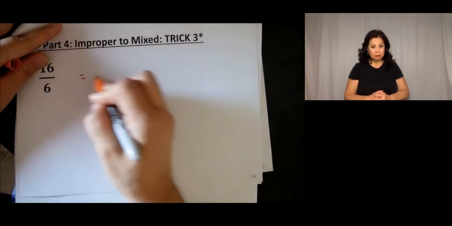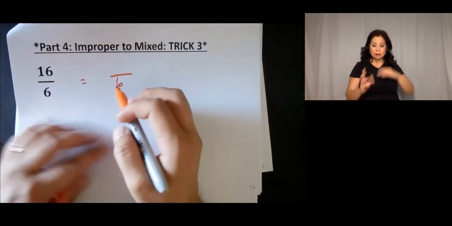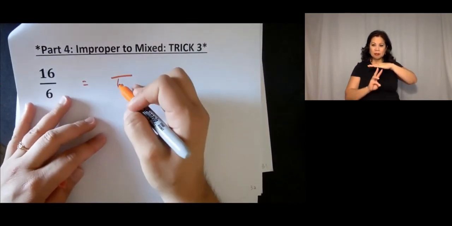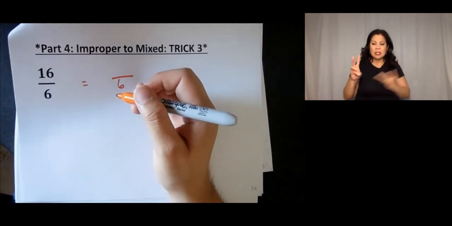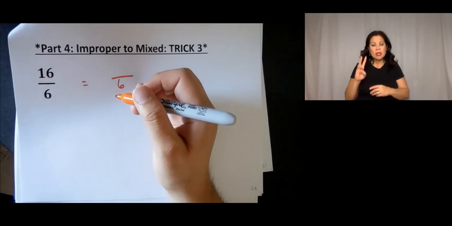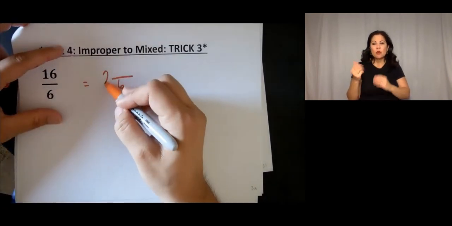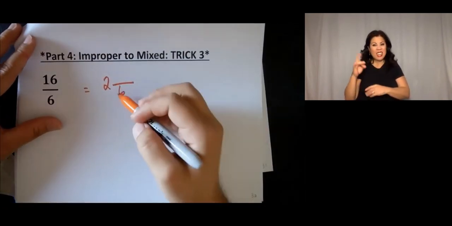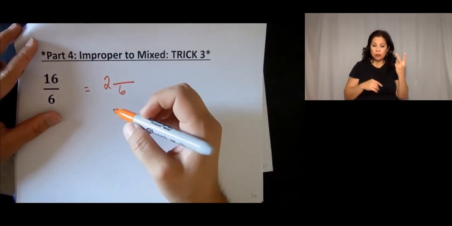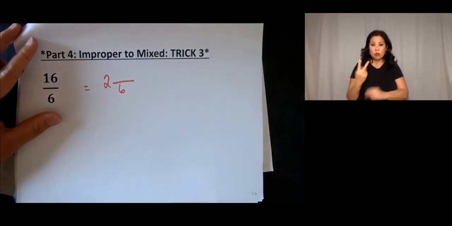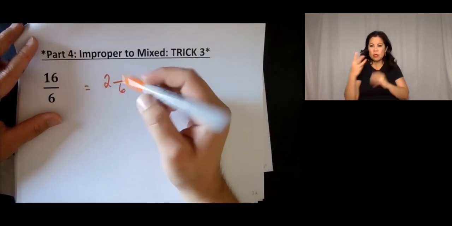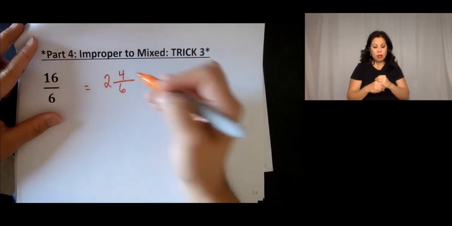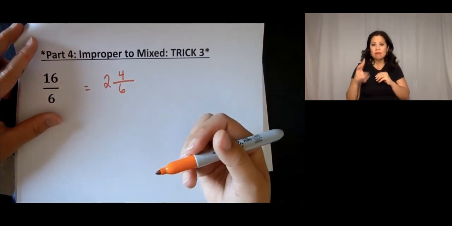All right, 6 as my denominator, has to be the same denominator. 6 times what gets me close to 16? 6 times 1 is 6, 6 times 2 is 12, 6 times 3 is 18, so it has to be 2. Okay, so 6 times 2 is 12, all right, and then let's see, 12 plus what equals 16? 12 plus 4 equals 16.